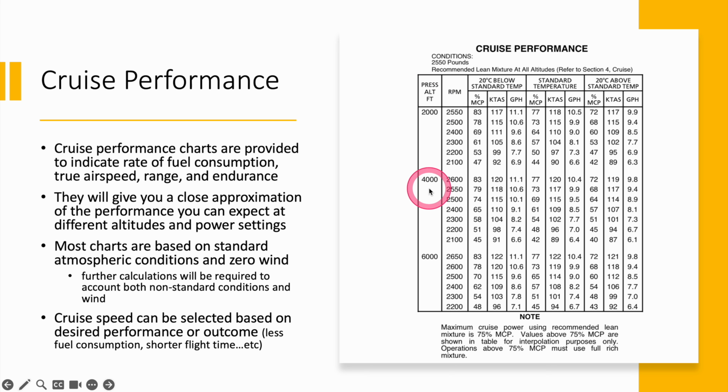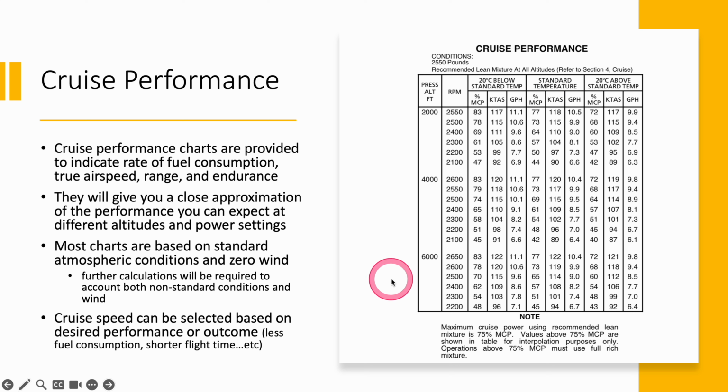Find your pressure altitude. So if our cruise altitude is 6,000 feet, our next step is to find the conditions. So 20 degrees below standard temperature, standard, and then 20 degrees above. And do you want to look at the note here? Maximum cruise power using recommended lean mixture is 75% max cruise power. So you generally want to operate below 75% of your max cruise power because you don't want to have a high RPM setting for a prolonged period.